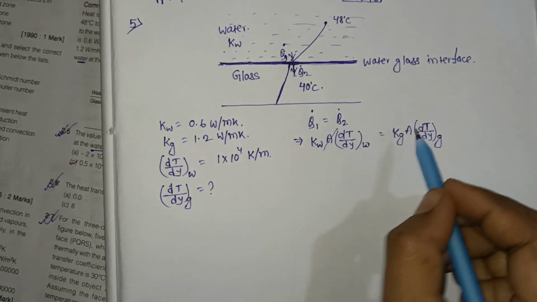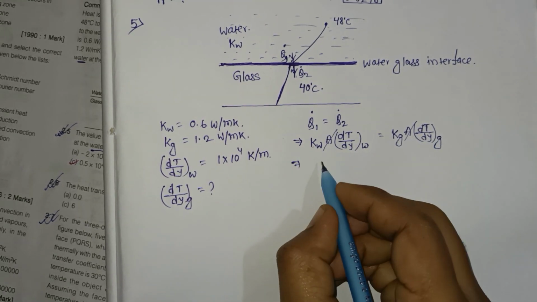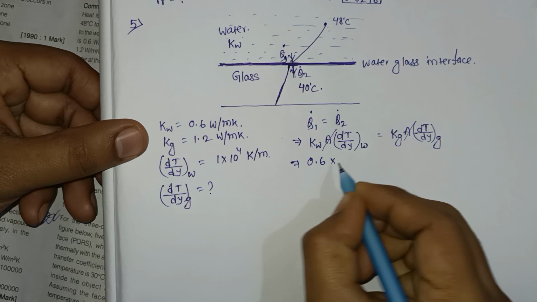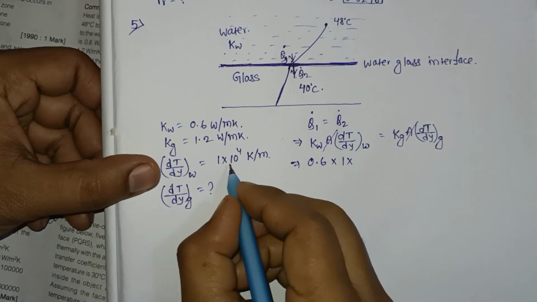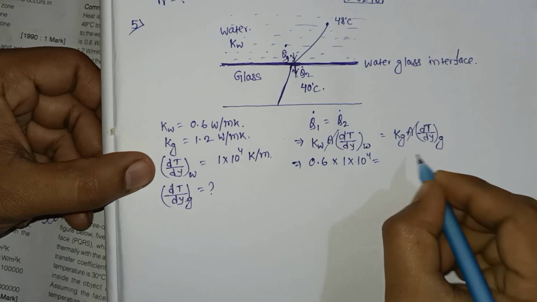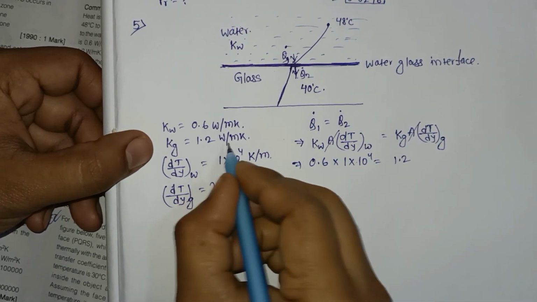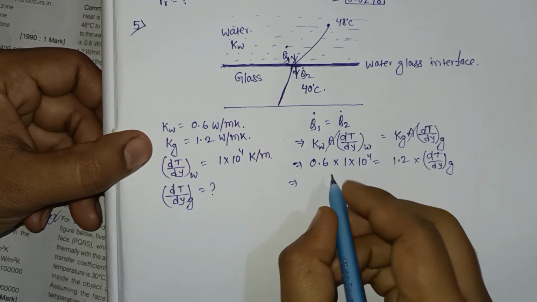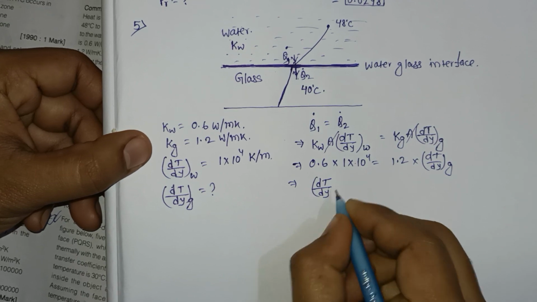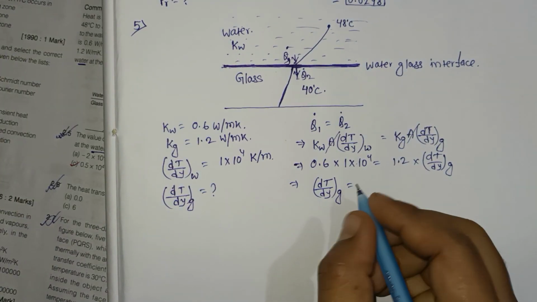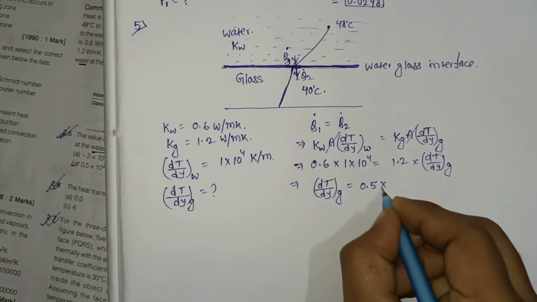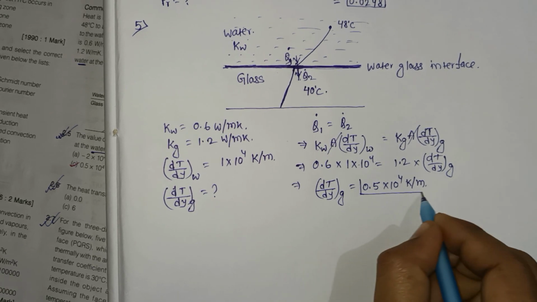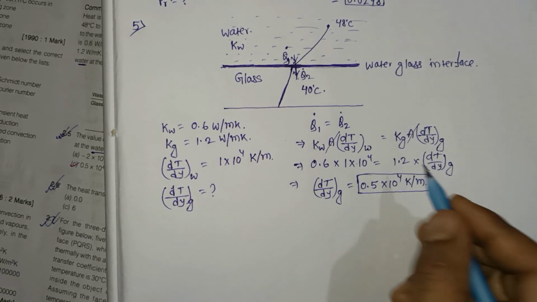Okay, so area and area cancel out. What is the value of K of water? That is 0.6. So 0.6 into dt by dy at water, that is 1 into 10 to the power 4, is equal to K of glass, that is 1.2, into dt by dy of glass. If you calculate the value, then dt by dy of glass is equal to 0.5 into 10 to the power 4 Kelvin per meter. So this is the correct answer.